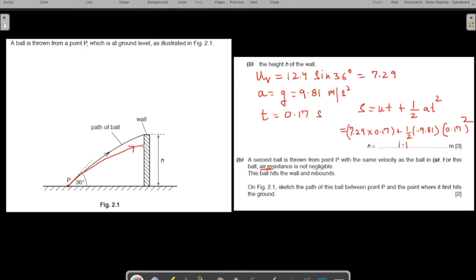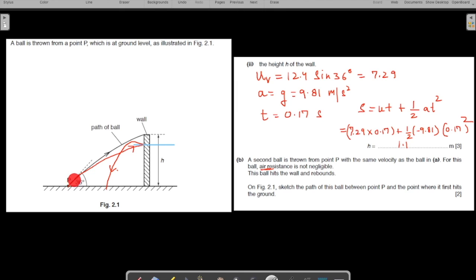Draw a normal on the surface. It will reflect something like this. Sorry, let me use the red color. It will reflect and then it will fall down. So that should be your motion.